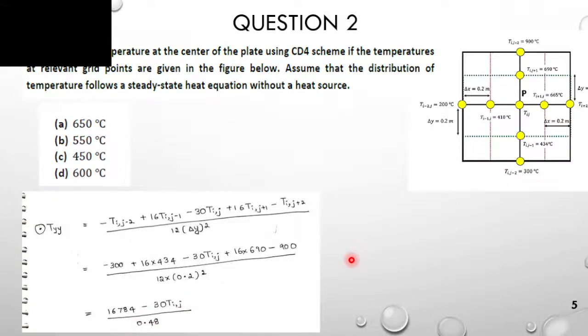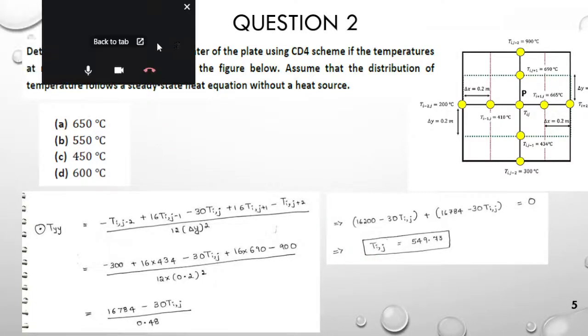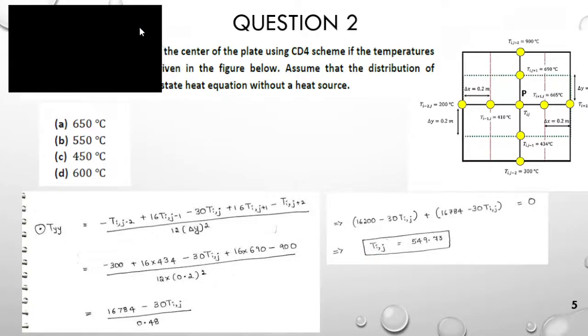So just remove the denominator. I want Txx plus Tyy equal to 0. Put the denominator on the right hand side. You will get 60 Tij is equal to 16,200 plus 16,784. So Tij should be exactly 547. No, I got 549.73. So 547 is also a close answer. The closest option which matches here is 550. So I think that should be the correct answer.